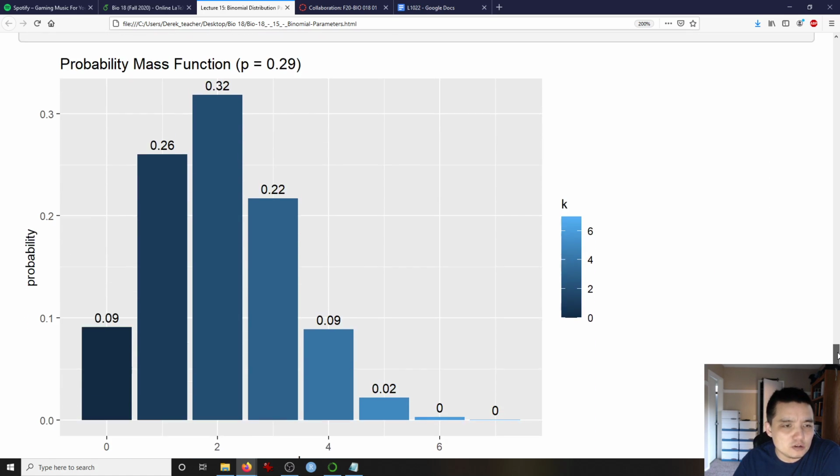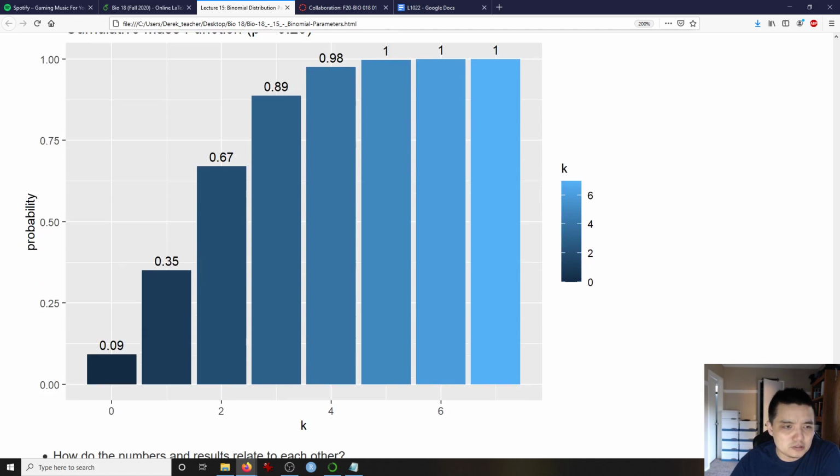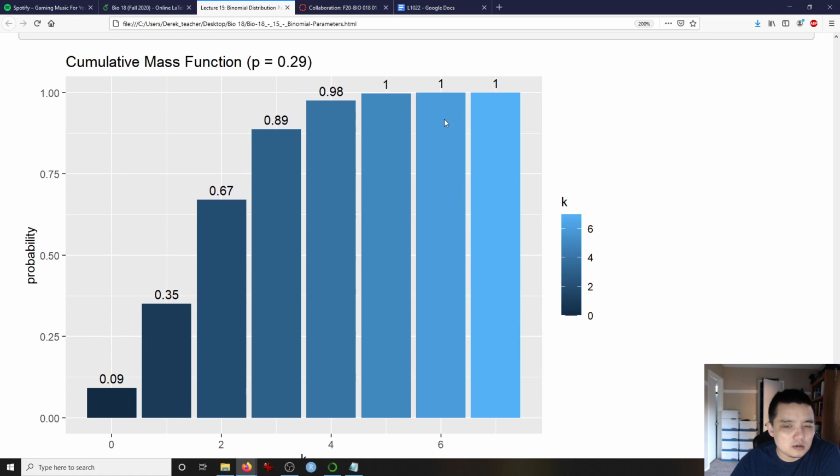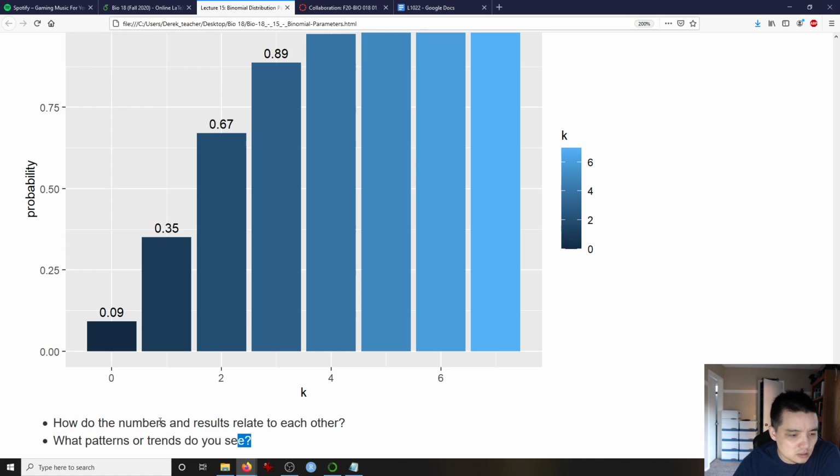When you go through these notes, you'll observe that this time around, the probability mass function is flipped from the first one I showed you. More of the information is towards the left. And the cumulative mass function, once again, adds up to 100%, but you'll notice this last graph will add up to 100% a bit faster than the previous example. So again, if you read these notes later, I'll leave these questions to guide your studies. How do the numbers and results relate to each other, and what patterns do you see?